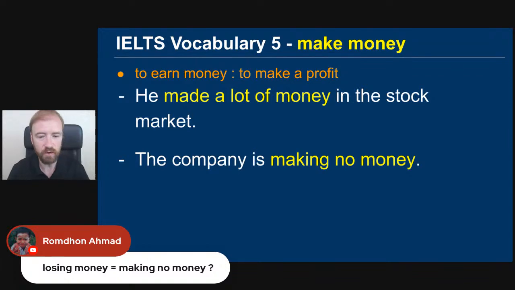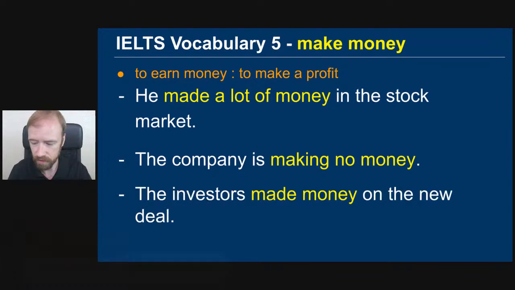Losing money equals making no money. Yes, the company is losing money. That is correct. They're making no money. All right, let's look at the third example here. The investors made money on the new deal, so they had some profit. Like that. Okay, so I wanted you to know the difference between earn money and make money. Earn, you're working hard. Nothing is easy when you're earning something. But make money can also include earn, but it can be other easier ways to get money.